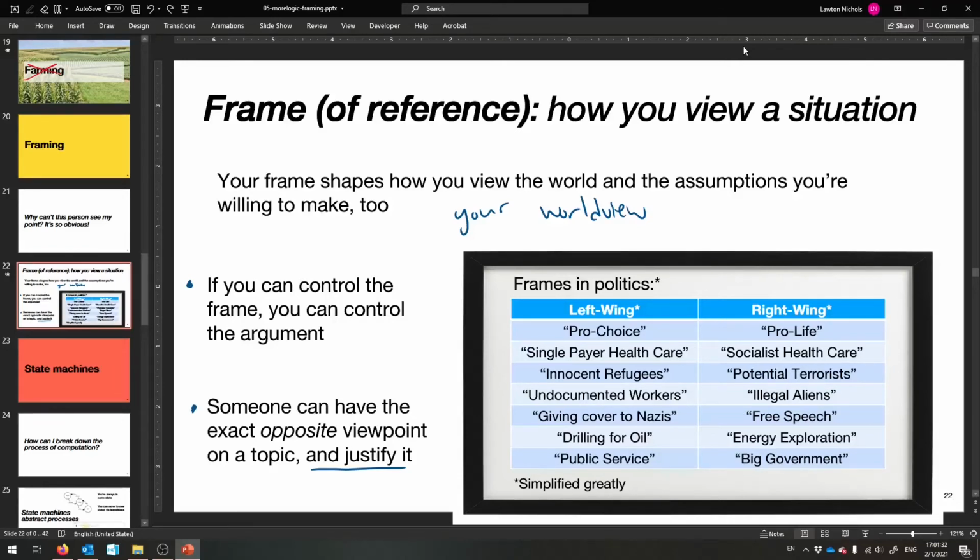So the idea is, all of these things, whatever you would like to prove to someone, you can, if you can control the frame, okay? If you can argue that, yes, this is what we should call this thing, or this is what we should call this thing, then the argument is yours. Because the second you say certain words, people start thinking in a certain way.